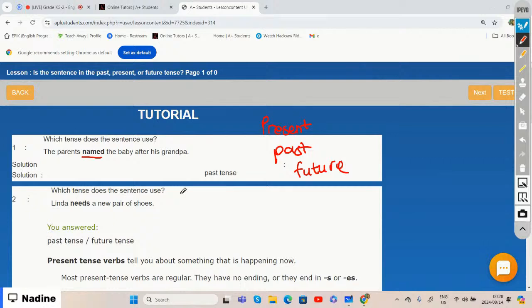So my parents named the baby after his grandpa. Named. Is that the present tense, the past tense, or future?